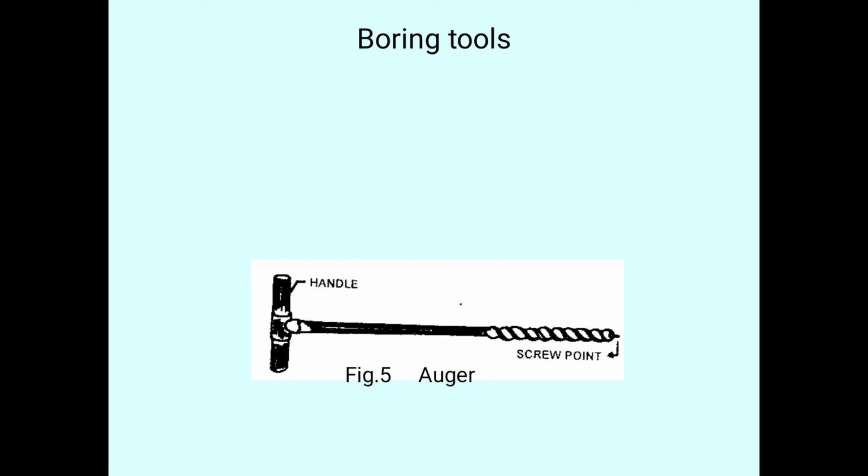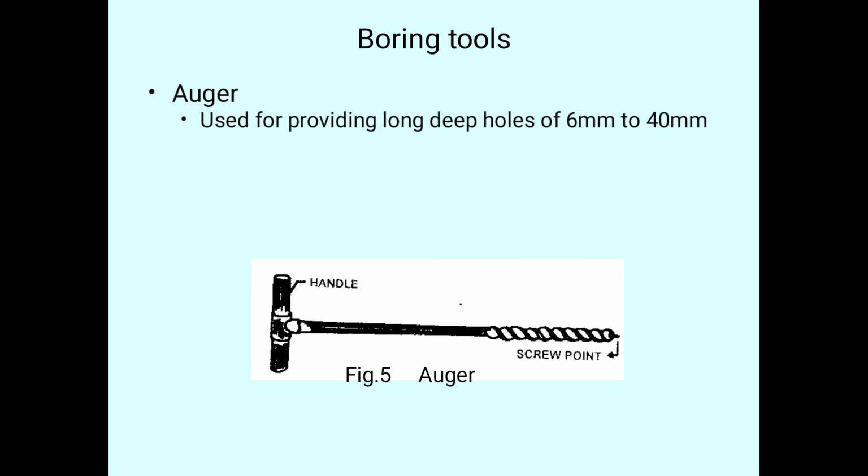Next, auger. This is the diagram of an auger. The main parts are the handle and screw point. Next we can see here, this auger is used for producing long deep holes. What is the purpose of this auger? This is used for providing long deep holes of 6 mm to 40 mm. If you want to produce long deep holes, we can prefer augers.